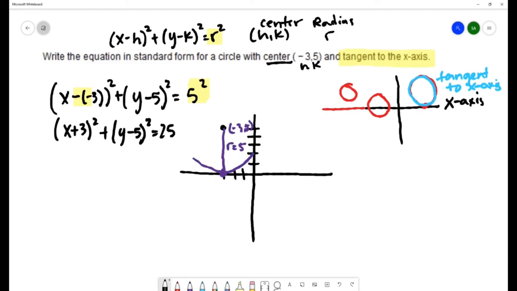So we have the standard form of a circle that has a center of -3, 5 and is tangent to the x-axis.